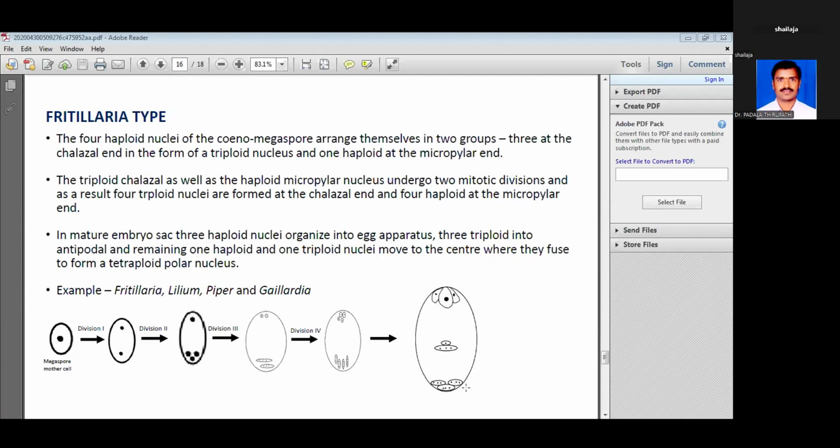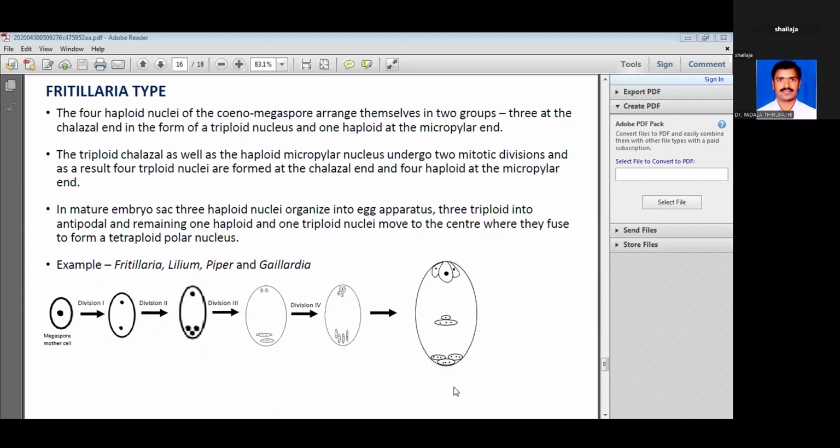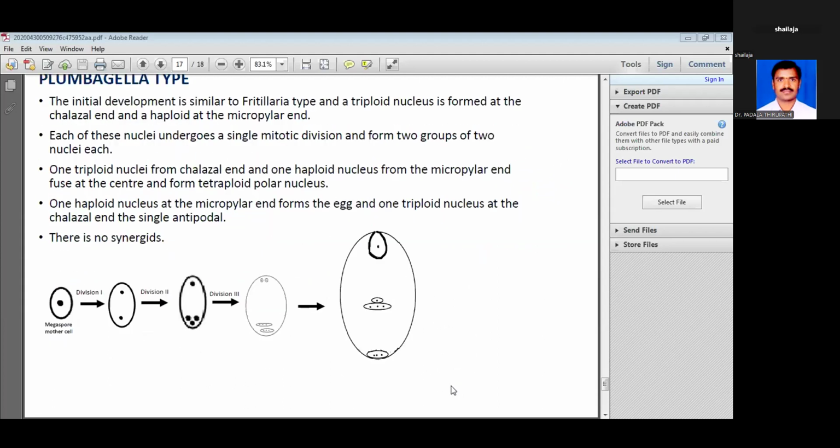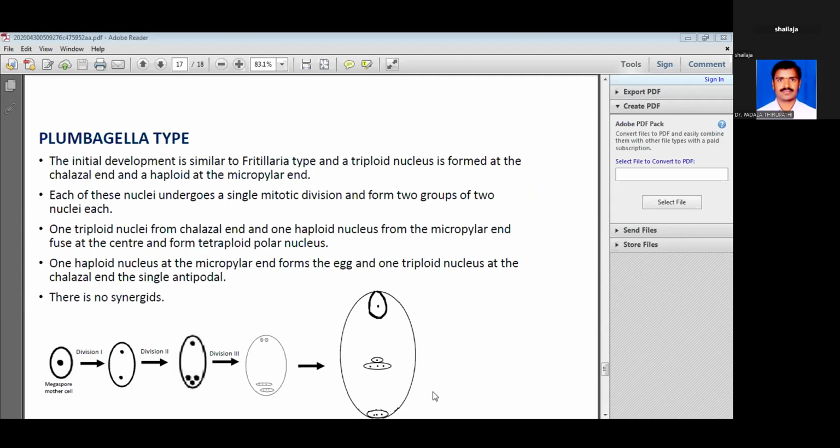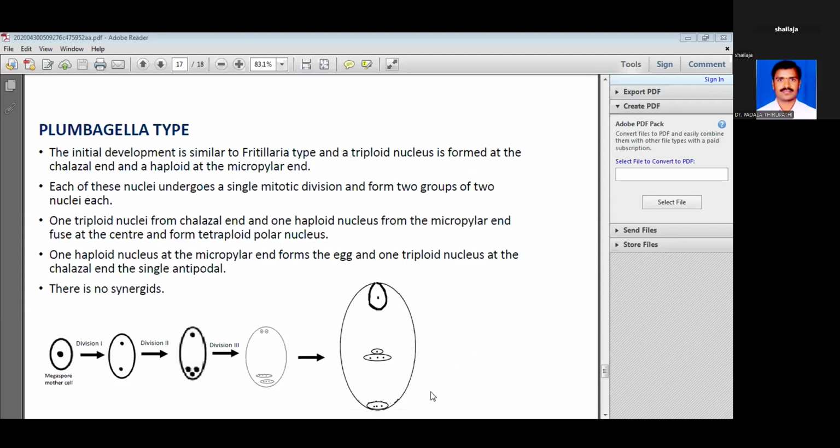Okay, Adoxa type, Adoxa, and Plumbago, and Fritillaria. So these three belong to the eight nucleate embryo sacs. Okay, so then the last one, what is that? Plumbagella type. This is the four nucleate embryo sac. Plumbagella type, four nucleate embryo sac.